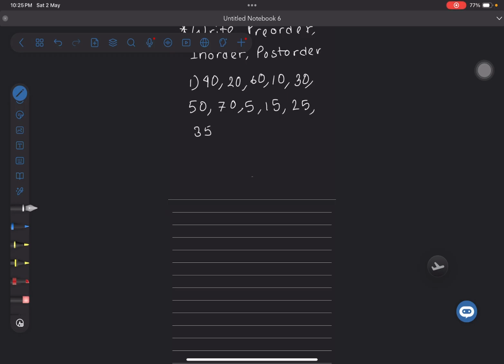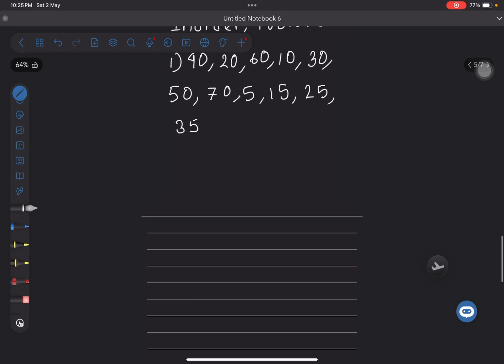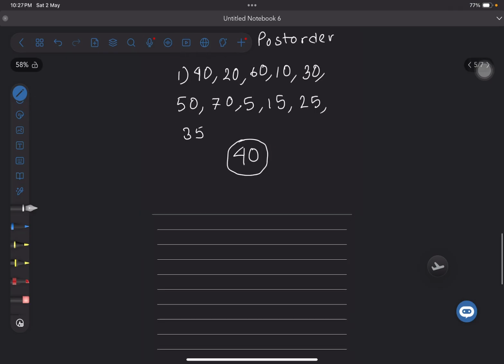So the first one is 40. Whenever we are given such a list like this with nothing said, whether it's pre-order, in-order, post-order, nothing, we are just supposed to insert it as it is. So 40, since 40 is the first number, we're going to be putting 40 as the root. So this is the root. This is where it starts from.